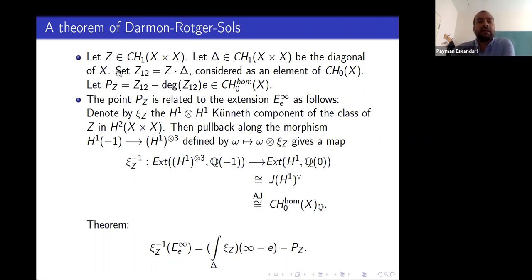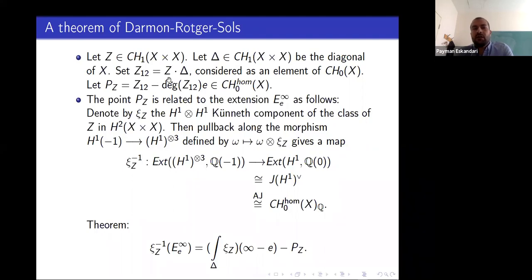Let X be a smooth projective curve over C, and E and infinity are distinct points here, as usual. Let Z be a one cycle on X cross X, and let delta be the diagonal of X. Now, intersecting Z with the diagonal, I'll call Z1,2, is going to be a zero cycle.